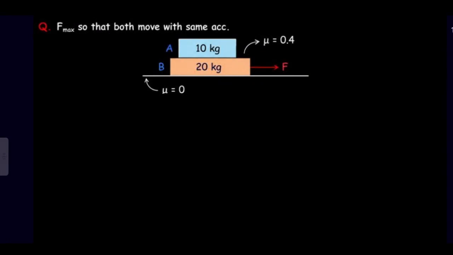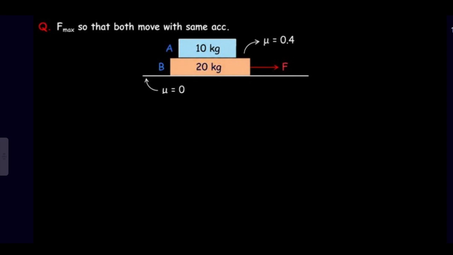Next, see another type of problem. This is a block on block. The two blocks are placed one over the other. They will ask us to find how much force we need to apply so that both the blocks move together.